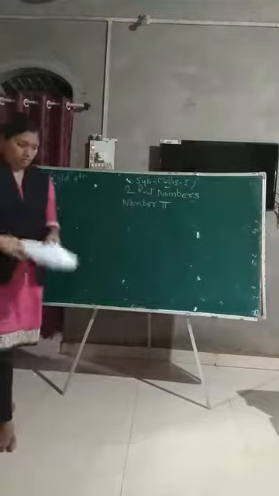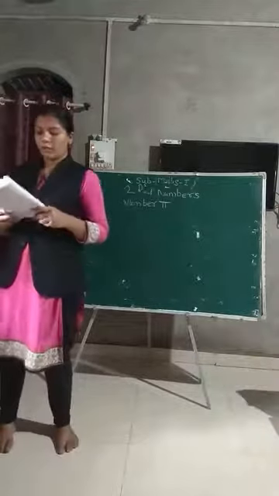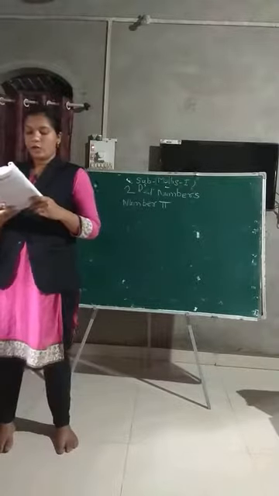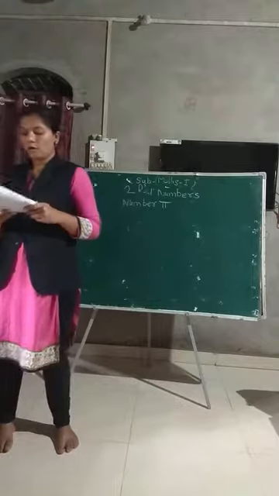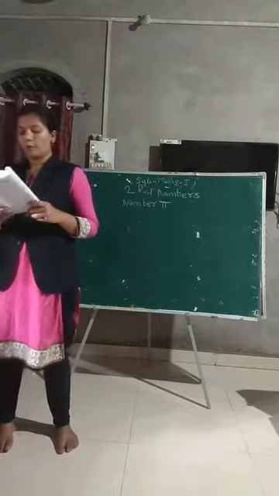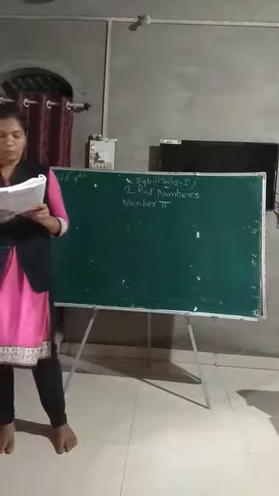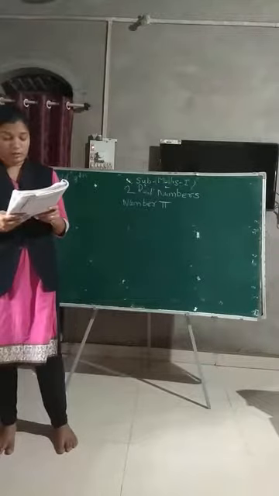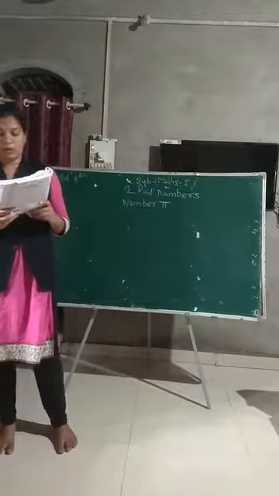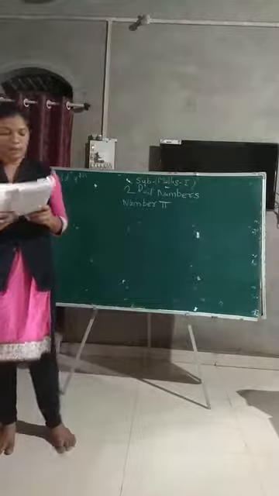Here, an activity is given. Activity first: draw 3 or 4 circles of different radii on a cardboard. Cut these circles. Take a thread and measure the length of the circumference and diameter of each circle. Note down the readings in the given table.